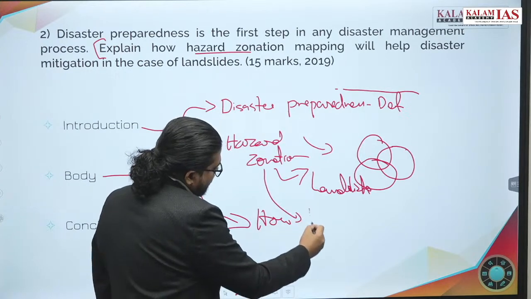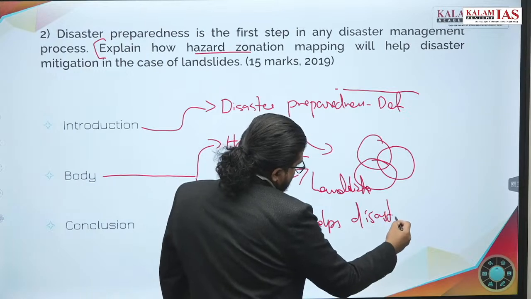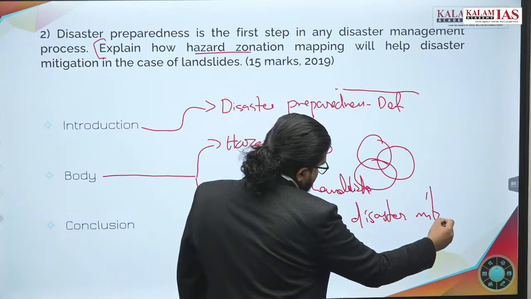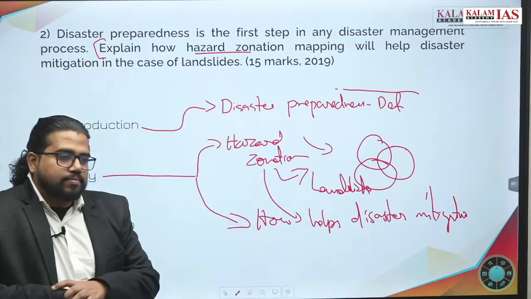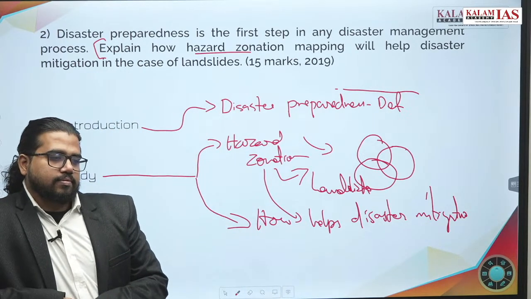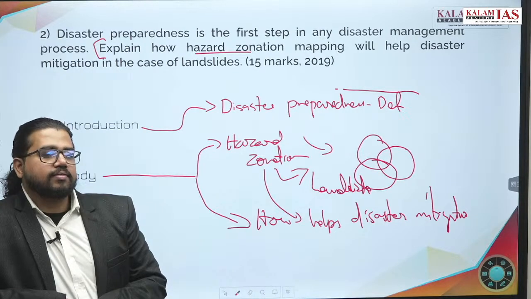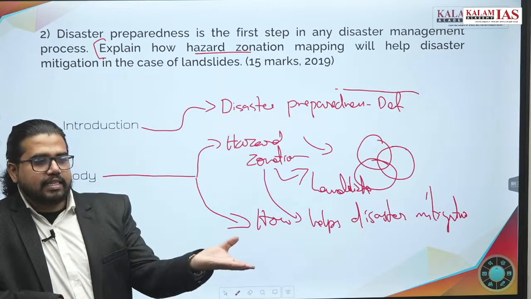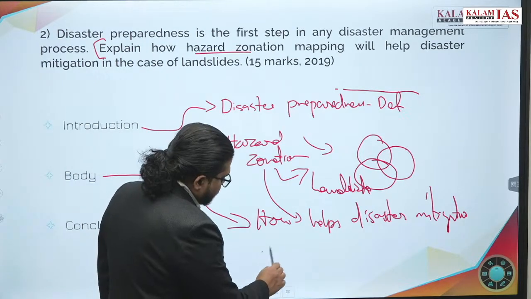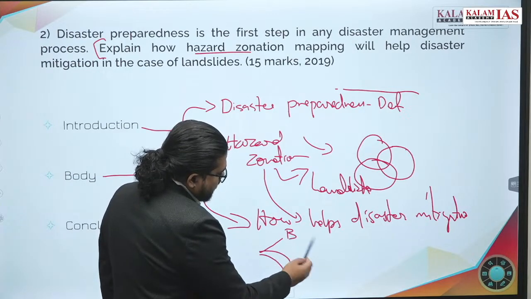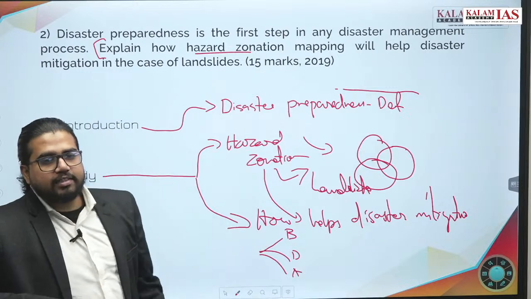How does this help disaster mitigation? How did you generate points for this? Pre-disaster, during disaster, and post disaster. Very good. Before disaster, during and after disaster, something like that you divided. What else?